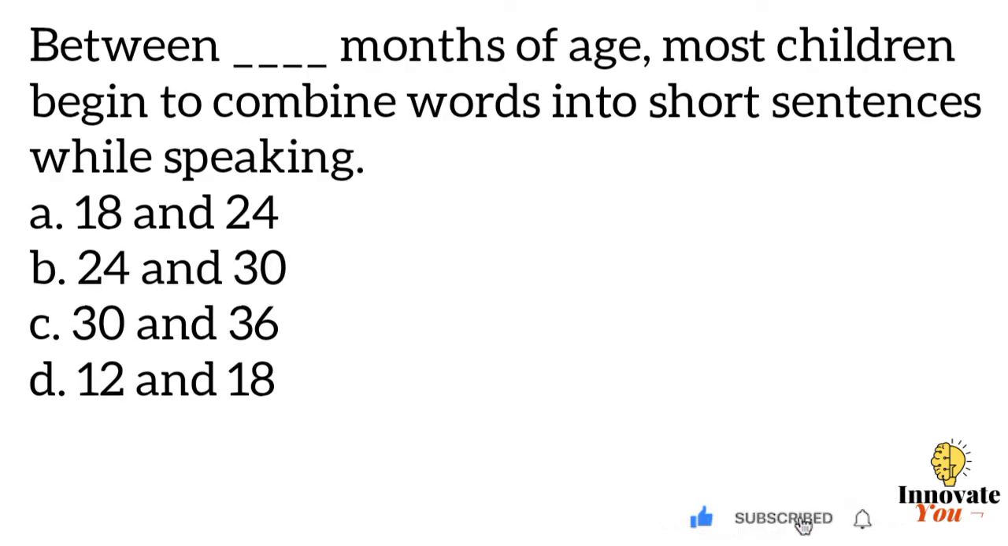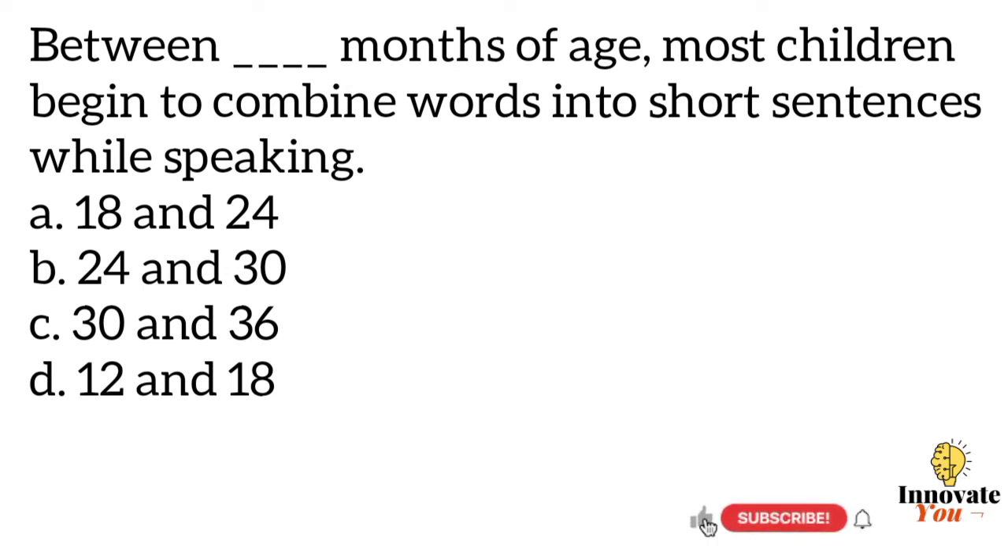Question 3. Between dash months of age, most children begin to combine words into short sentences while speaking. A. 18 and 24. B. 24 and 30. C. 30 and 36. D. 12 and 18. Language development is a process that starts early in life by which children begin to understand and express feelings through languages.